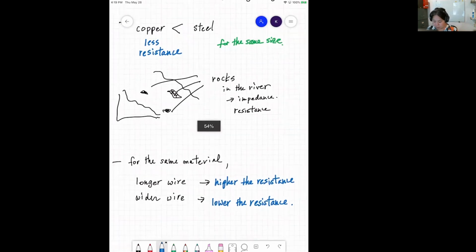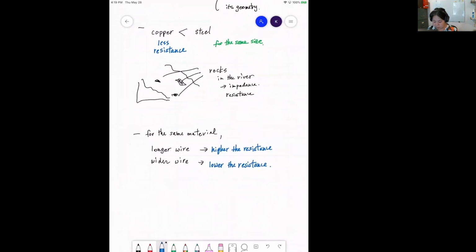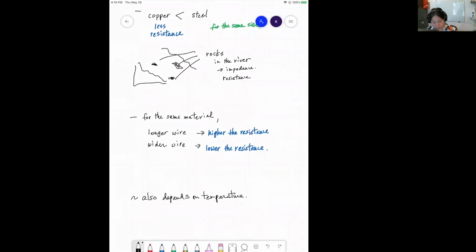So I mentioned that the resistance depends on the material and its geometry. Just in case, it also depends on the temperature. As you can imagine, what do you think? Increase in the temperature?